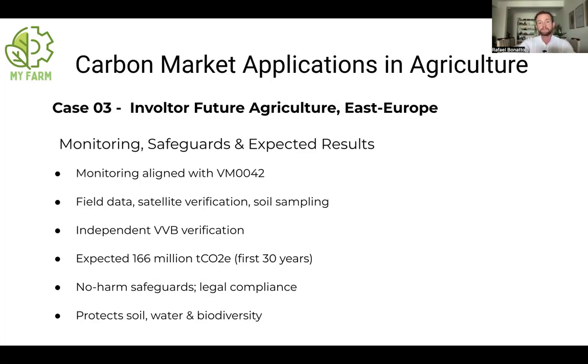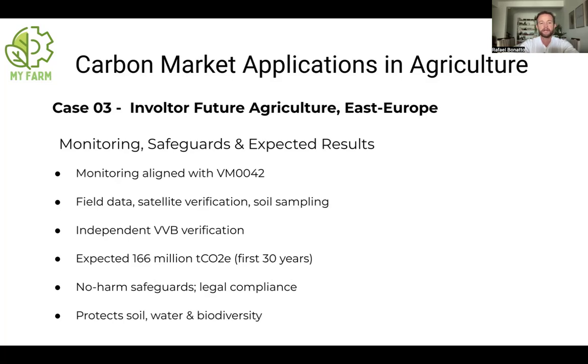This project is going to be using an independent verification body, okay, always independent, because they are following very strict rules and procedures. Must be a verification body unbiased, from outside of the chain of production or network. They do expect 166 million tons of carbon dioxide equivalent in the first year, like I mentioned.